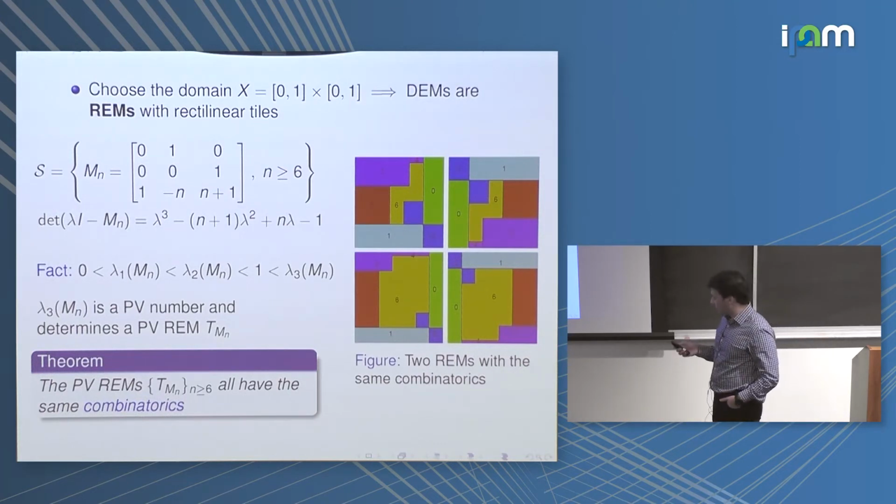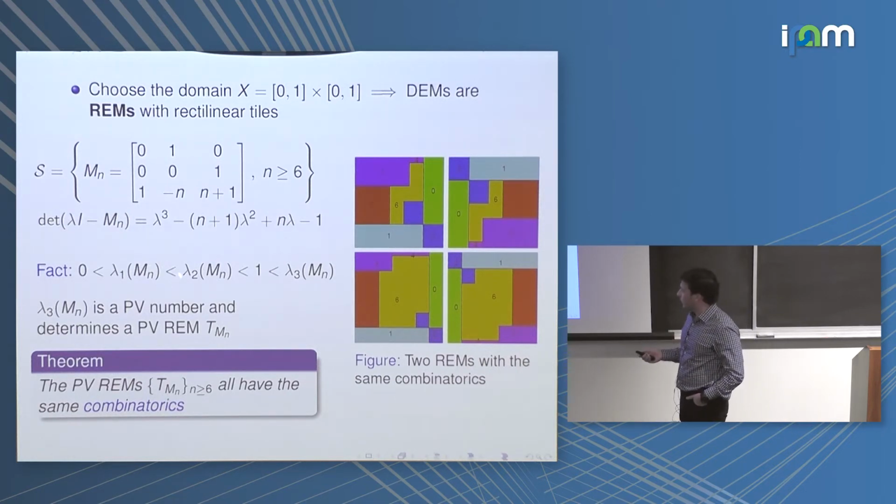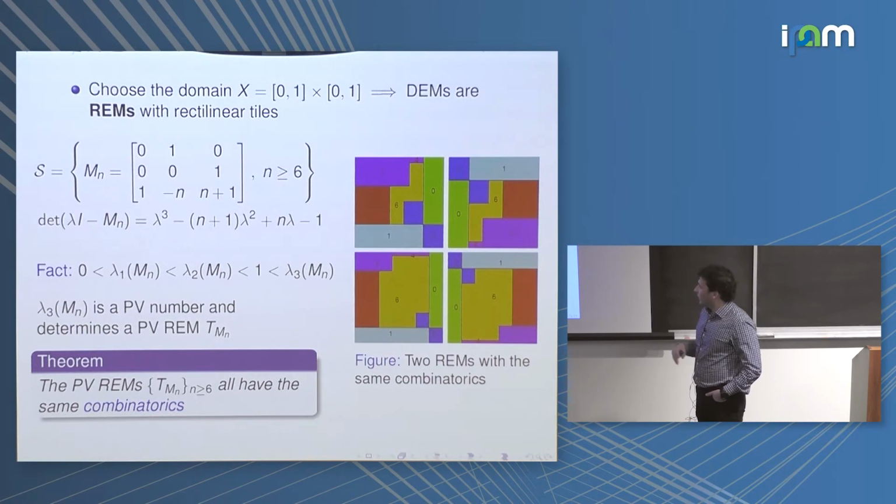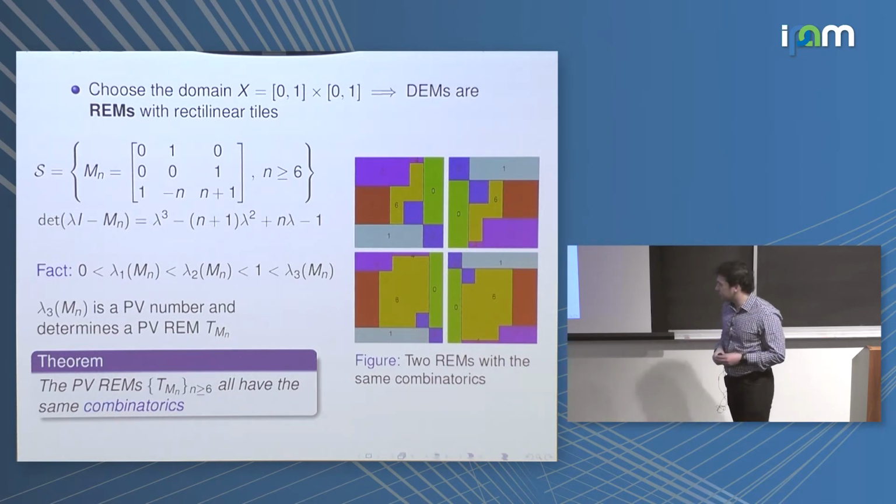Okay, so I'll just take S to be the set of matrices M_n, which are (0, 1, 0), (0, 0, 1), (1, minus n, n plus 1). And we'll need n to be at least 6. If n is greater than or equal to 6, you can show that of the eigenvalues of this matrix, the smallest two are between 0 and 1, and the largest one will be bigger than 1. So the leading eigenvalue is a PV number. And this is going to give us expansion in the z direction and contraction in the xy plane, which is eventually going to lead to the renormalization scheme.